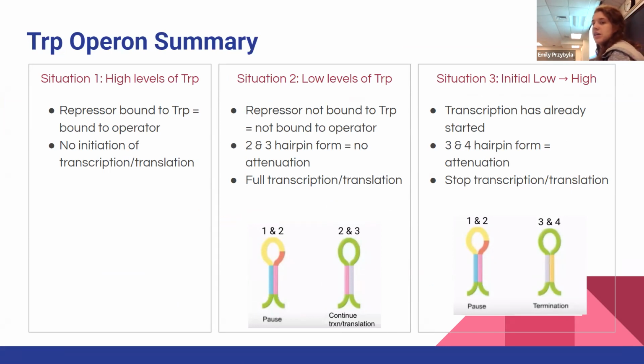At low levels, 2 and 3 are going to hairpin because we don't have enough tryptophan. At levels between low and high, we're in that medium area, so we're going to attenuate some of the time. And so that's when the 3-4 hairpin happens. Okay.